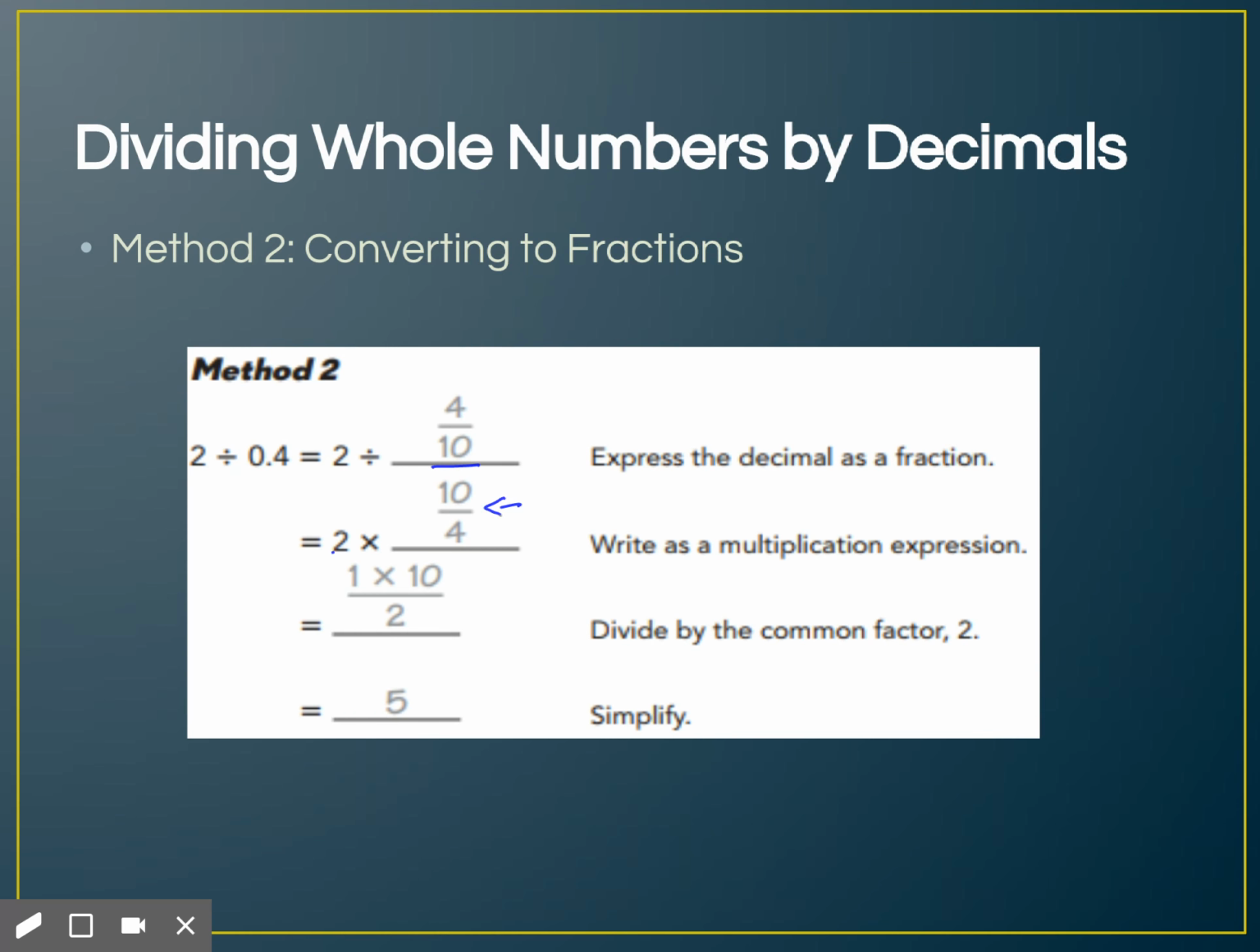Okay, and then they're dividing by the common factor here, which was 2. But we could have just multiplied straight across and got 20 over 4. And then done the long division to convert it back to a mixed number, but in this case it would actually be a whole number of 5.